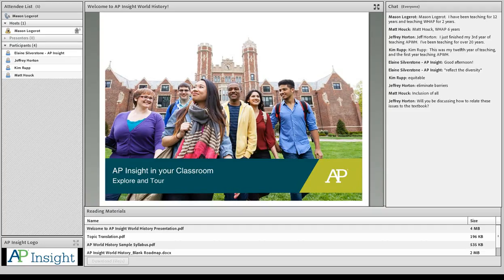Okay, so Jeff's asking about your textbook and how to use these challenge areas in relation to the textbook. I'm not going to talk about any specific textbooks today, because we all use different ones and we use them to a varying degree. However, that would be a perfect question to put in the message board once you get into the AP Insight website and see if there are other teachers using the same textbook you are. And if so, discussing and collaborating that way would be absolutely perfect. Any other questions?